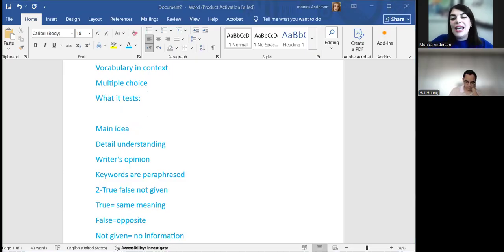Okay? So, the biggest trap here, most students, most candidates guess not given incorrectly because if the text doesn't mention something, it is not given, okay? So you should ask this question: Is this information 100% in the text? If yes, given. If no, not given. So it's important.